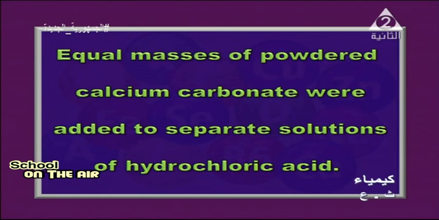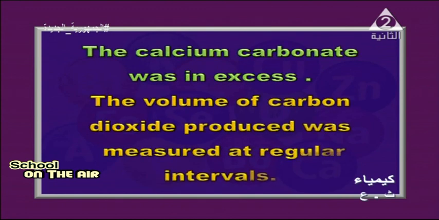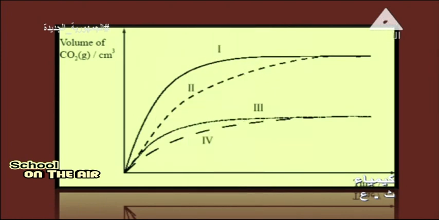Next question. Equal masses of powdered calcium carbonate were added to separate solutions of hydrochloric acid. The calcium carbonate was in excess. The volume of carbon dioxide gas produced was measured at regular intervals. As the graphs show the volume of carbon dioxide gas produced and the time, we have 4 curves.